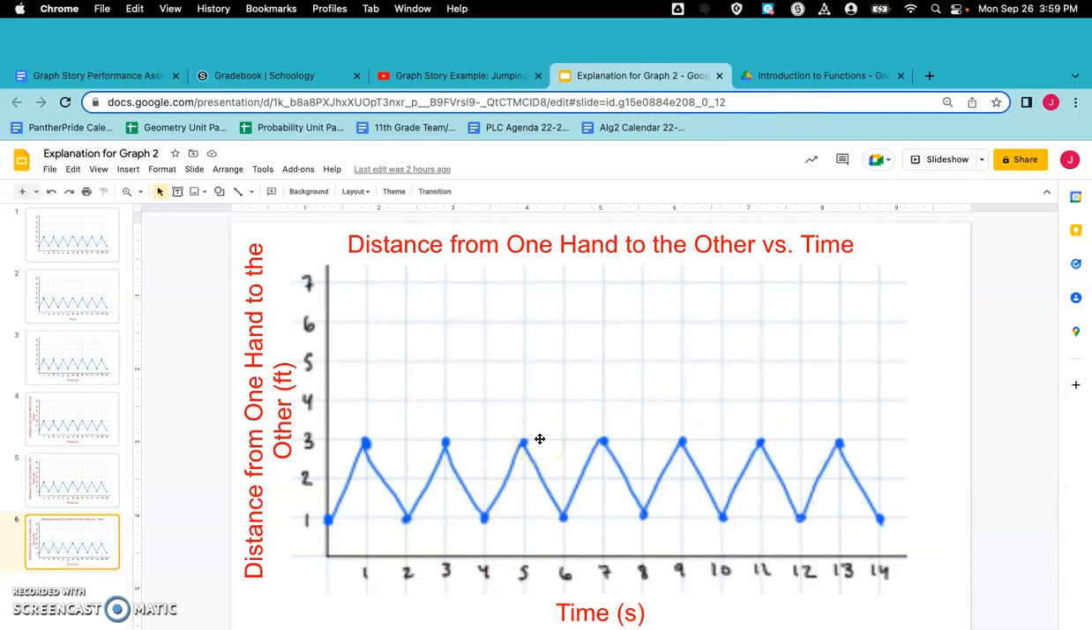So hopefully that gives you some sense on how to label these graphs, and that'll help you when you're doing this on your own in the later part of this assignment.